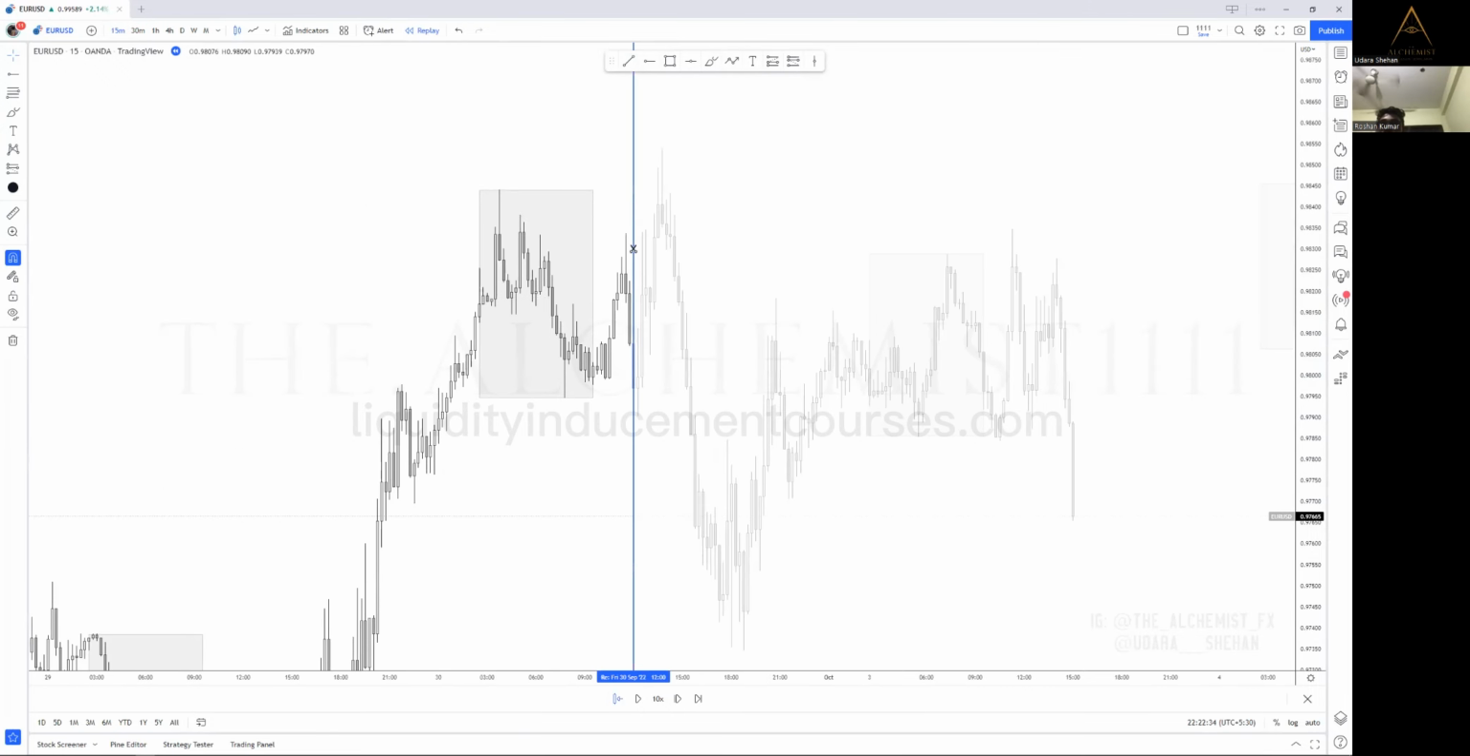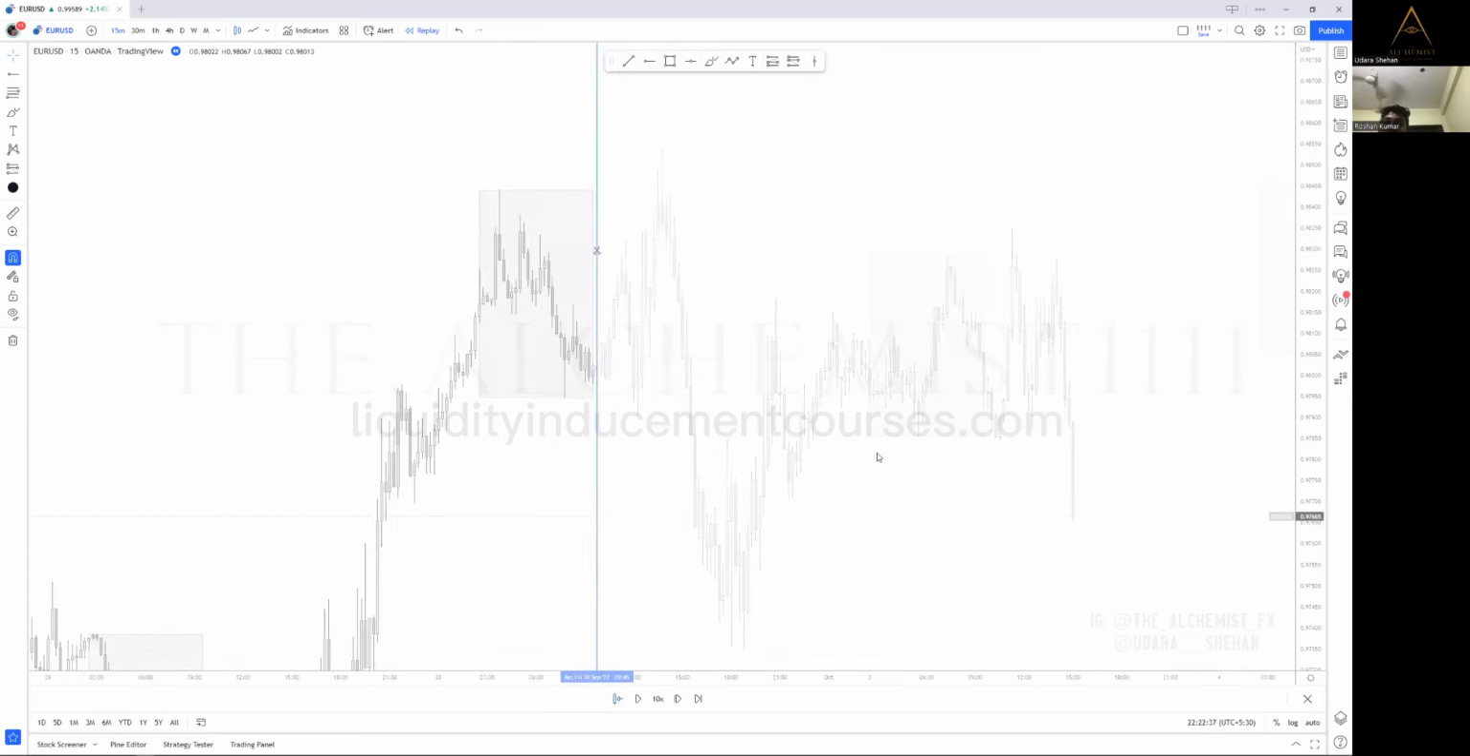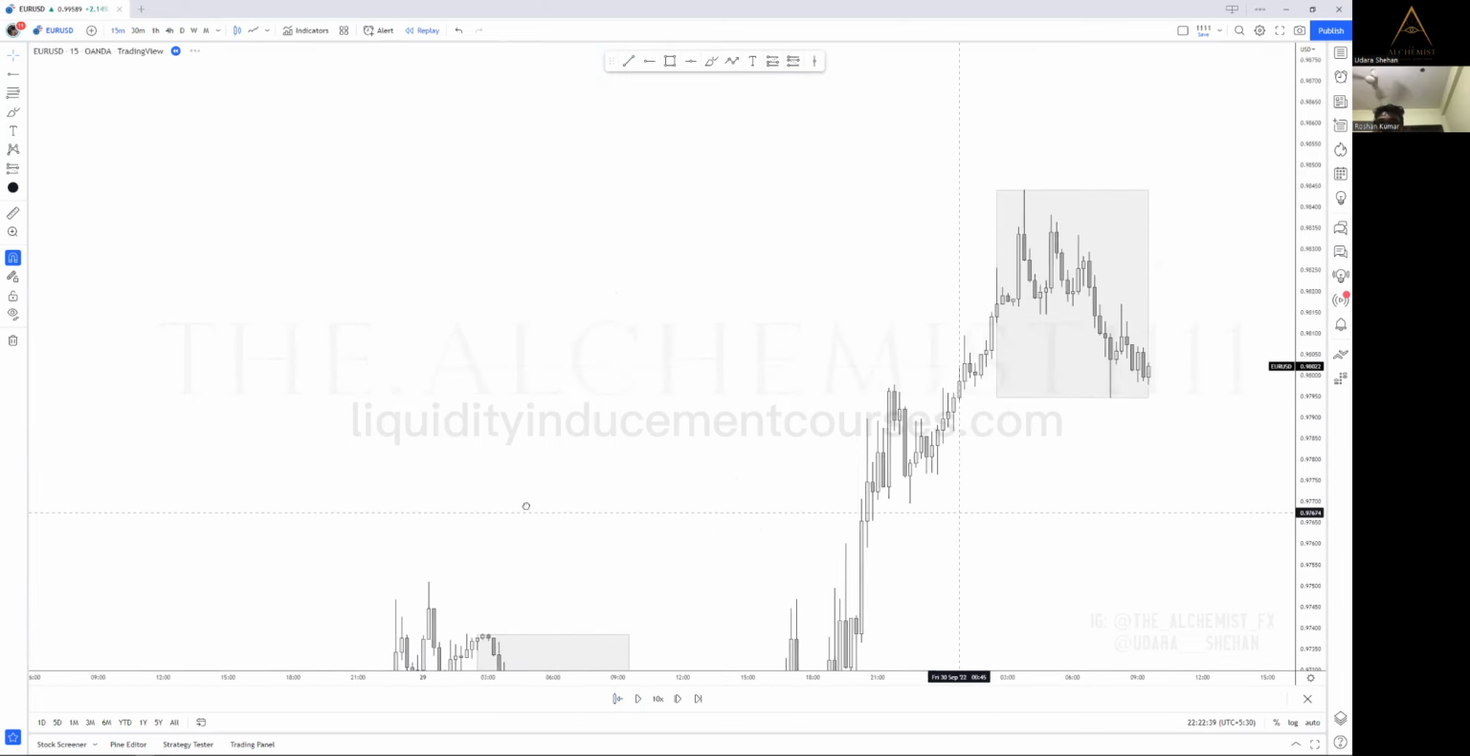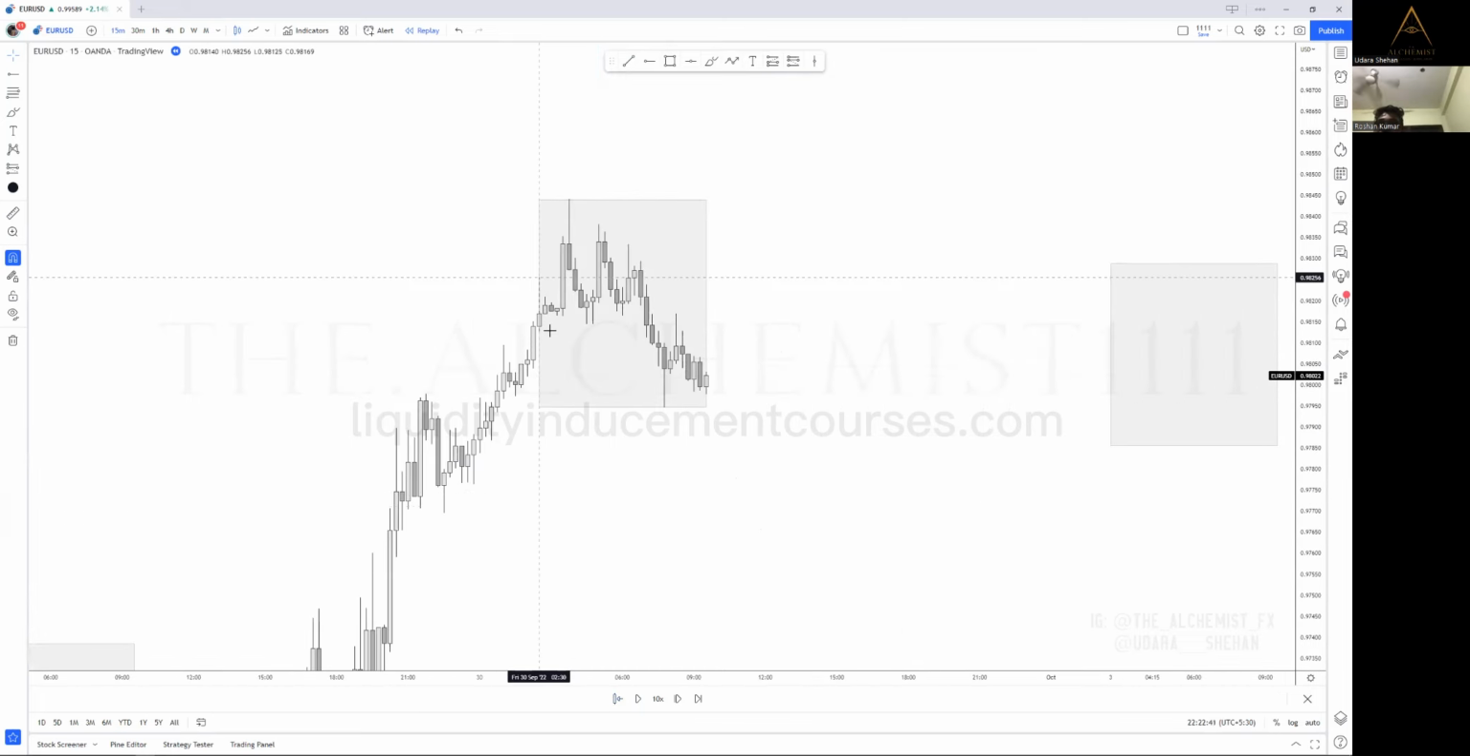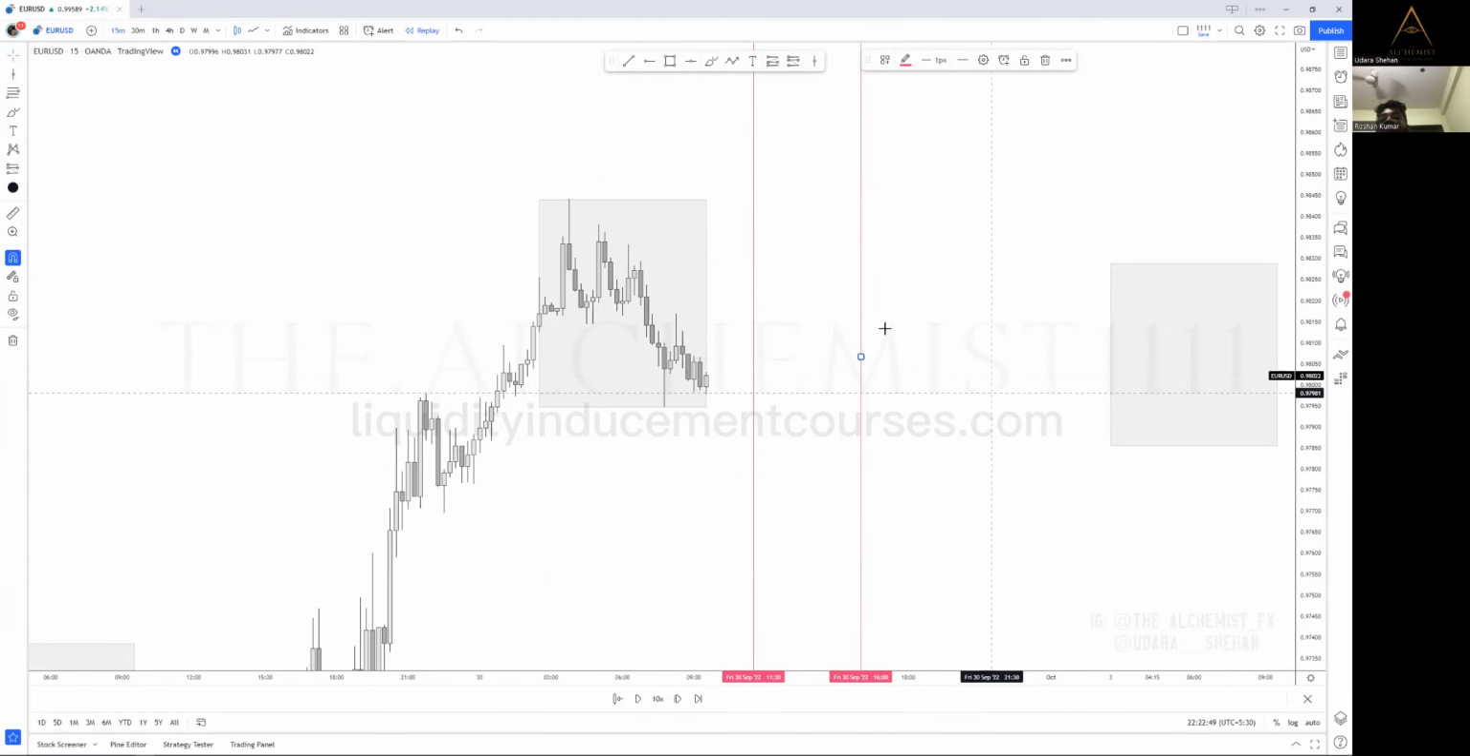Look at this one. This day, once again, was completely based on timing because Asia created a strong high, a stop hunt and a breakout structure. So let's mark out the timing, 11:30, 12:30, because this time of the day is when we decide if we're going to sell it or buy it, right?